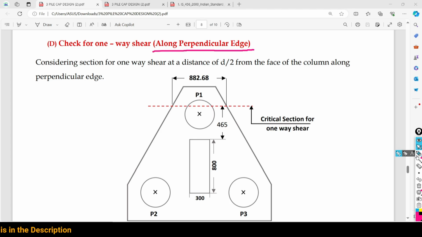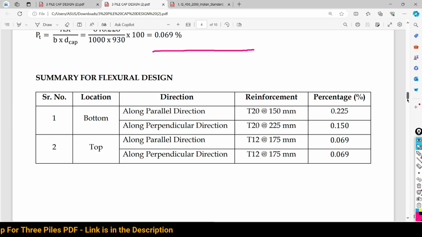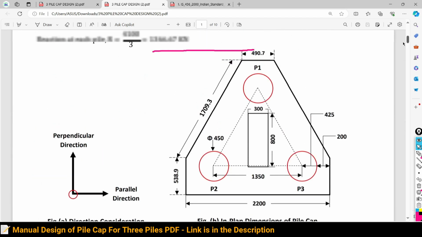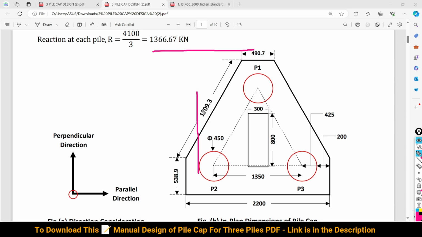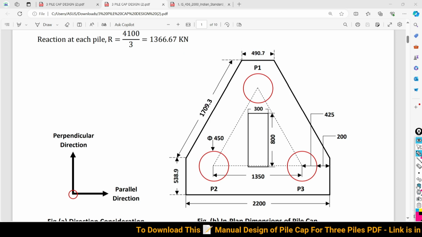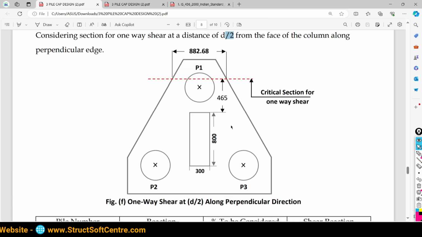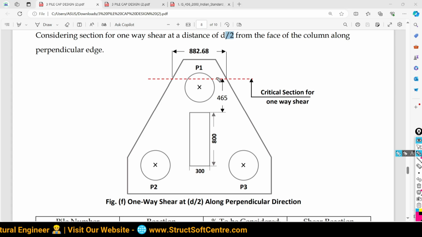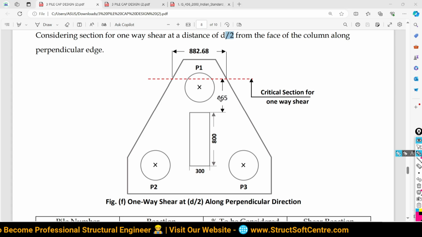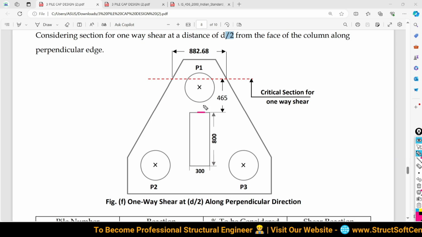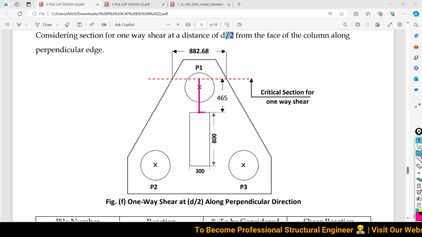So we are going to do the check along this direction, the perpendicular direction. As you can find from here, in this direction we are going to do the check for one-way shear, right? Again we are going to consider the critical section for one-way shear at a distance of d by 2 from the face of the column along the perpendicular edge. So d is 930, half of that is 465 from the face of the column in this direction. So the critical section comes out to be outside of the center of the pile in this direction.